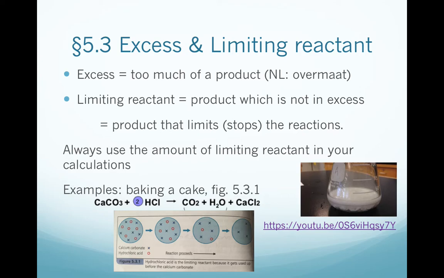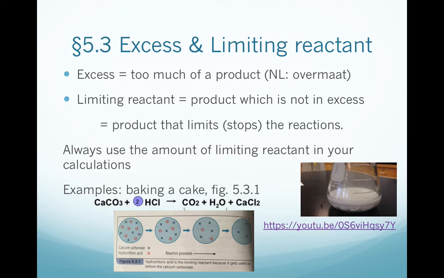You see the reaction between calcium carbonate and HCl, and that's in figure 5.3.1. And you see that the calcium carbonate is represented by a cross, and you have 6 crosses in the first illustration, and 6 little balls representing the hydrochloric acid. Then the reaction starts, and 2 balls of hydrochloric acid disappear, but only 1 cross disappears, because you only need 1 calcium carbonate for 2 HCl, for hydrochloric acid.